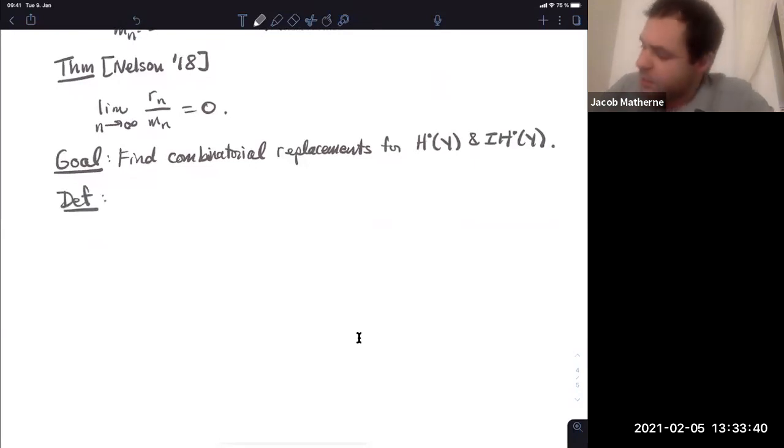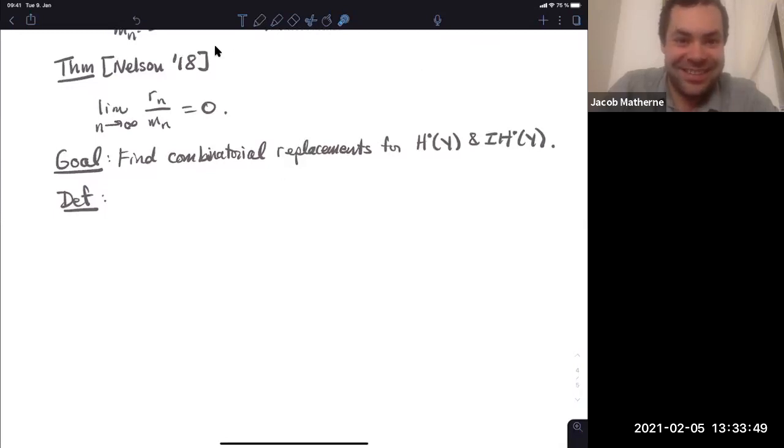Okay, so let me first tell you about this cohomology of Y. How do I define this for... Nick is here, still away. Thought you're supposed to be teaching.